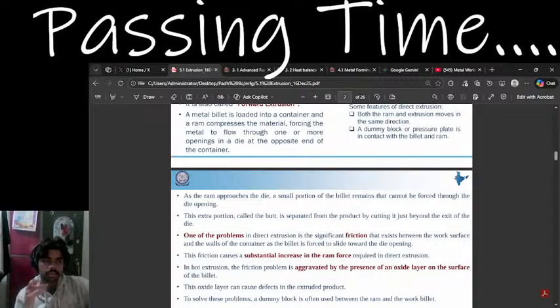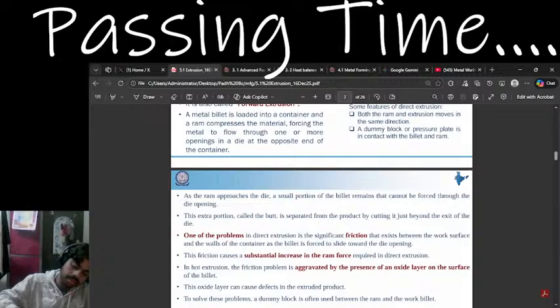One of the problems in direct extrusion is the significant friction. Okay, the friction causes a substantial increase in the ram power required in direct extrusion. In hot extrusion, the friction problem is aggravated by the presence of an oxide layer on the surface of the billet. The oxide layer can cause defects in the extruded product. Friction that exists in hot extrusion.